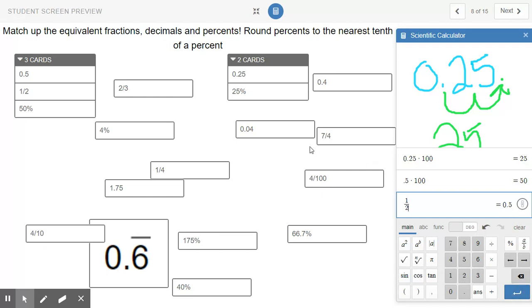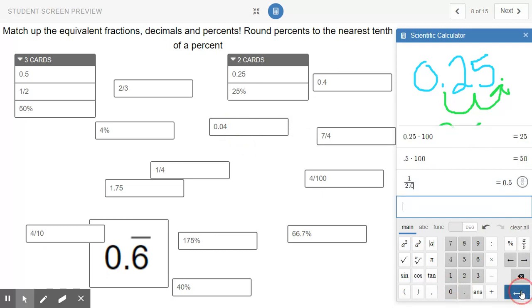Okay, so let's see here. Let's do this, 0.04. I'm going to take that. 0.04, and I'm going to multiply it by 100, and I get 4. So I know this is actually 4%. There it is.